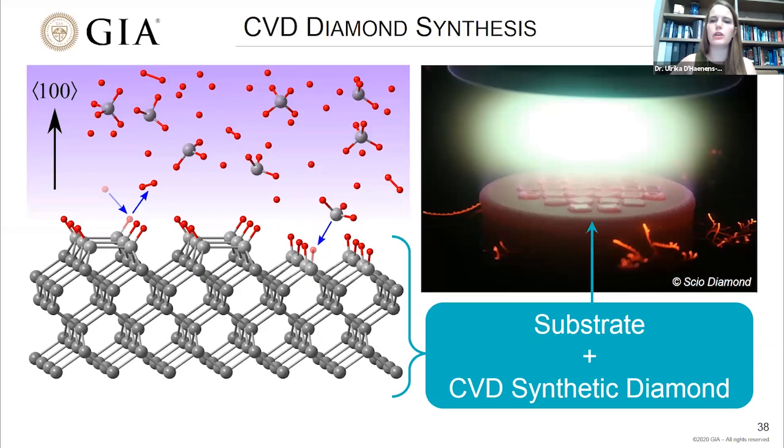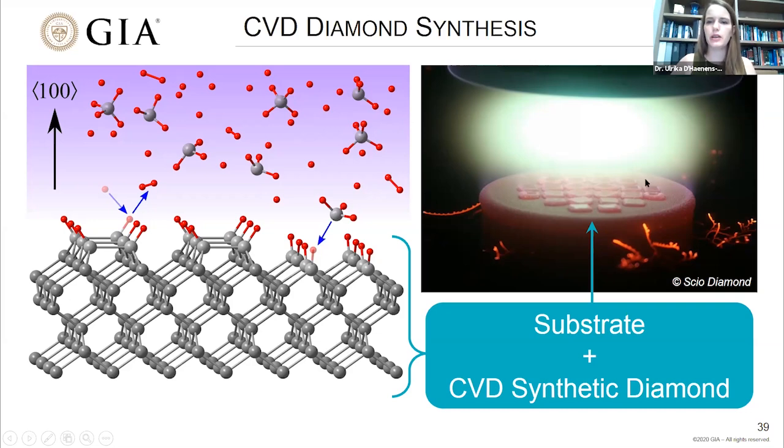So here we have a little cartoon of that. This is the inside of a CVD reactor. And here you can see all these little pink glowing plates. These are the diamond substrates. And on top of that, you have the plasma. So diamond growth is occurring here.